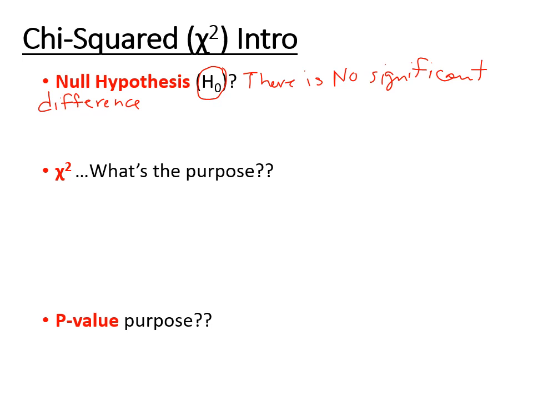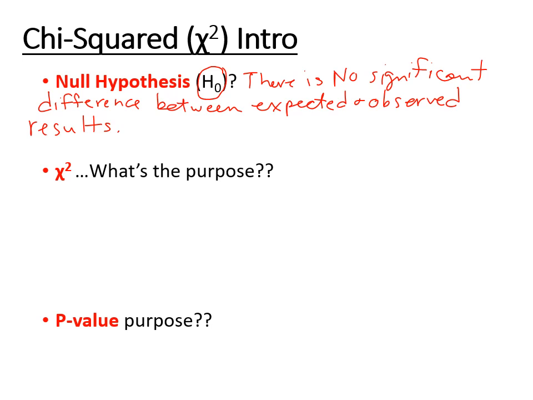So there's no significant difference between expected and observed results. So whenever I ask for the null hypothesis, you would say, oh, the null hypothesis is that there is no significant difference between expected and observed results. And you can even then specify what those expected and observed results are.